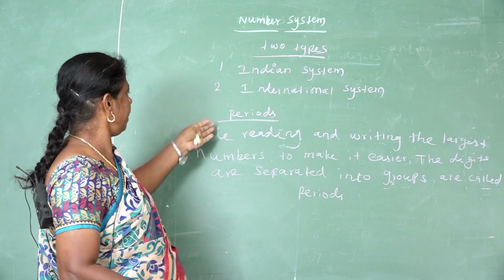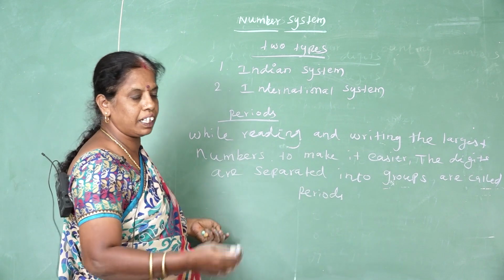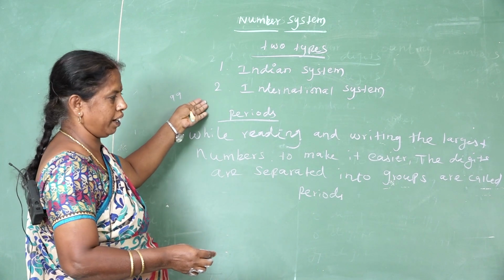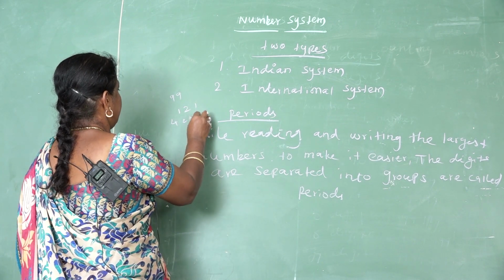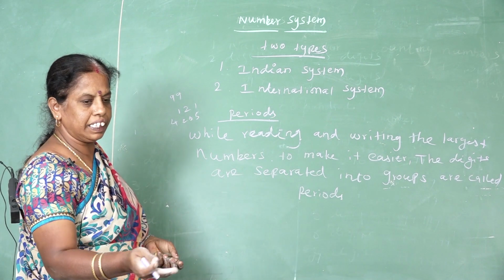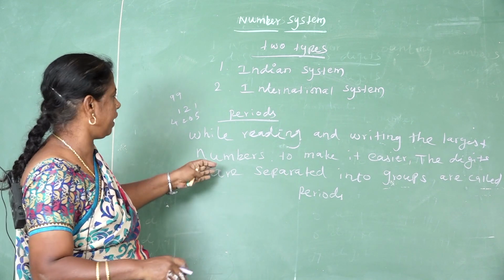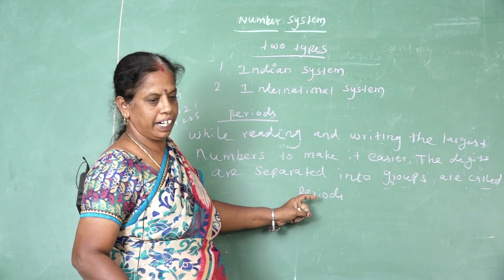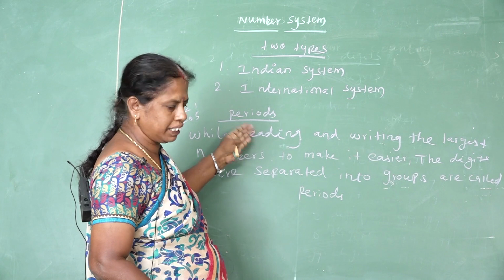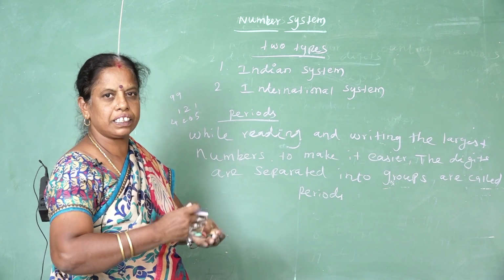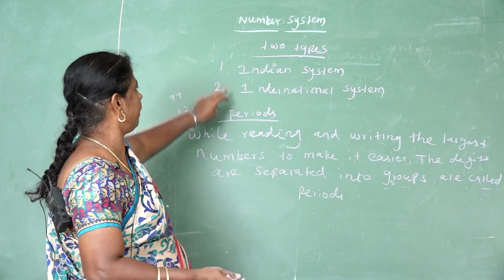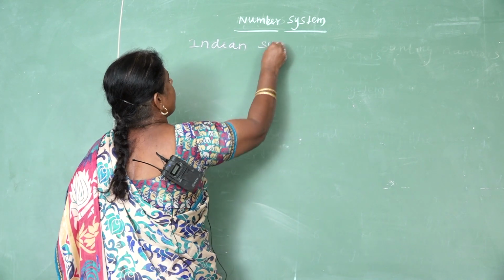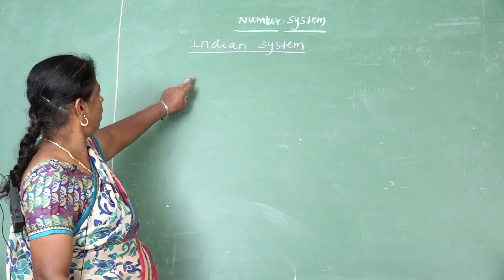Hello boys, hello children, listen, what are called periods? While reading and writing large numbers, a small number like 99 or 121 is easy to read, but if you are given 4 digits, 4205, or 6 digits and 7 digits, it is very difficult to read. So while reading and writing large numbers, to make it easier, the digits are separated into groups called periods. Can you understand? Now shall we see the Indian system? Okay, now the Indian system. I give some numbers.